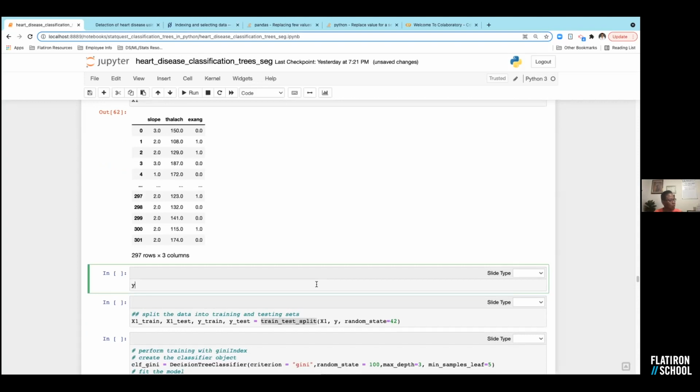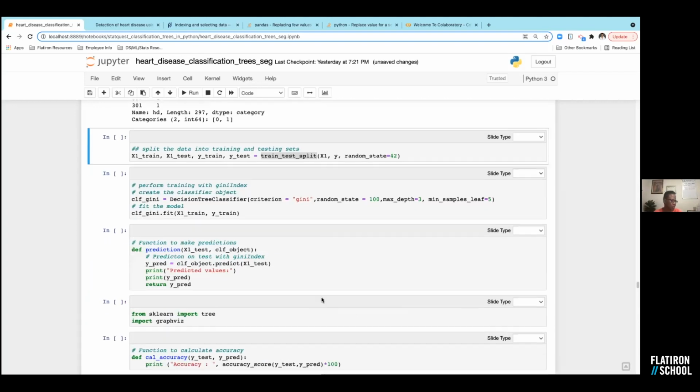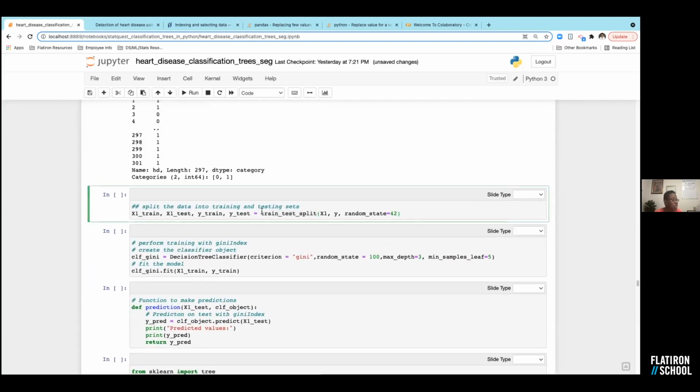So this would be our X test, and now we would have our Y test. And here is where we would use the train test split. With the train test split, we would split the X into X train and X test, and we would also split the Y into Y train and Y test. The default is, I think, 20% test and 80% train, and you can change that depending on how you want.